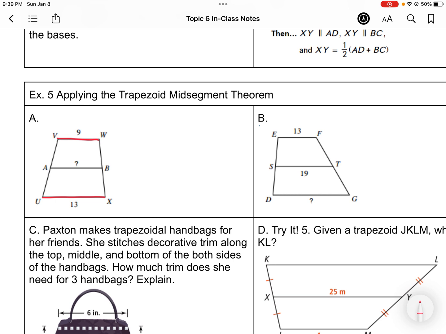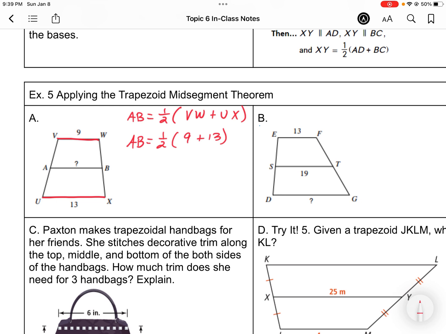And remember, the length of AB is equal to half of the sum of VW plus UX. Well, I know VW and UX. I know VW is 9, UX is 13. So I'm going to do half of that, and that's AB. Well, all I have to do is my PEMDAS. Do not worry about trying to distribute here. We can actually do what's in parentheses first.